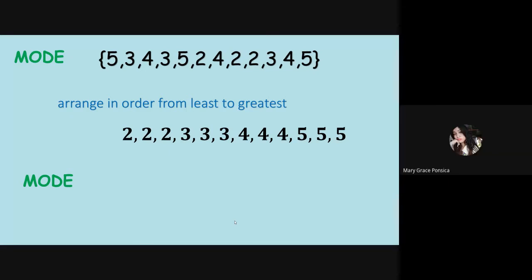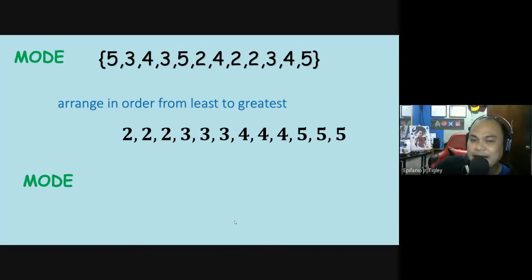Mode is the number which is repeated more than any other number in the data set. Okay. Now, is there any number that repeats more than 2, 3, 4, and 5? That's my question. The definition of the mode is this: the mode is the most frequent number.